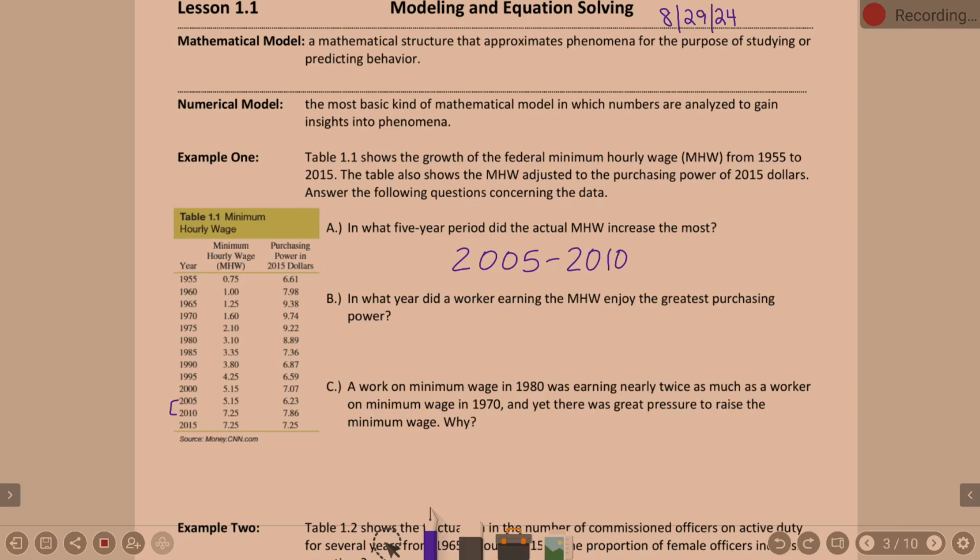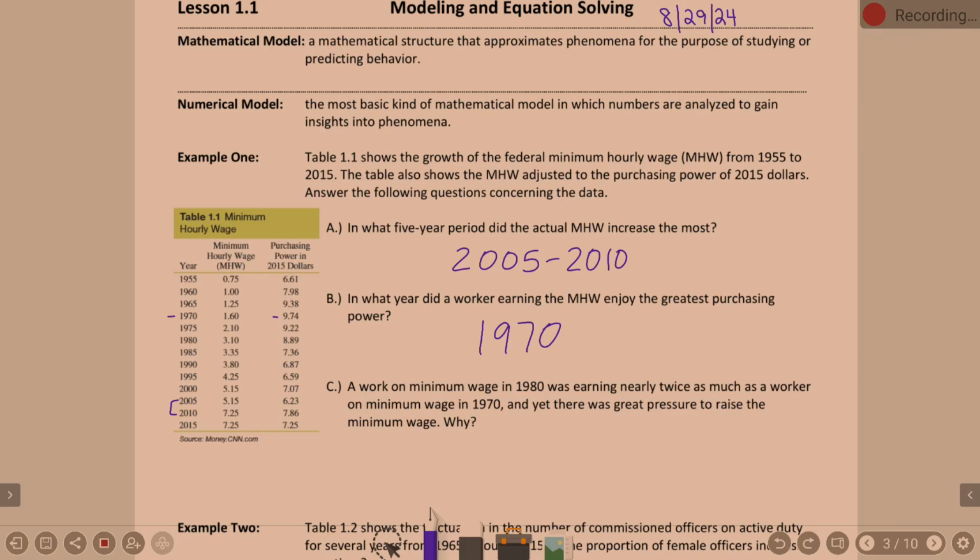B, in what year did a worker earning the minimum hourly wage enjoy the greatest purchasing power? What do we see there? The greatest purchasing power. What do you see, Tanner? 1970. Okay, 1970, because we had a purchasing power of 974, and I don't think you see anything greater, do you? No. Okay, I just wrote 1974 because of 974. 1970.